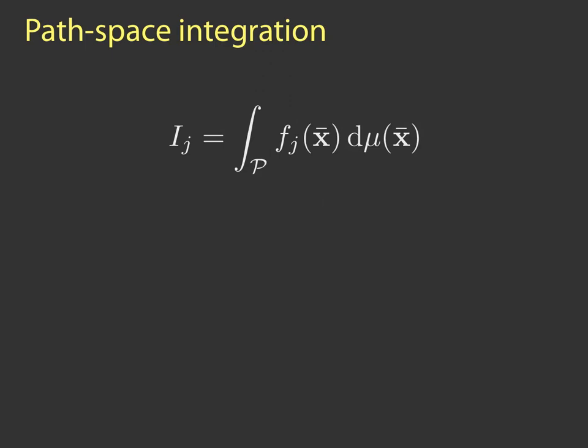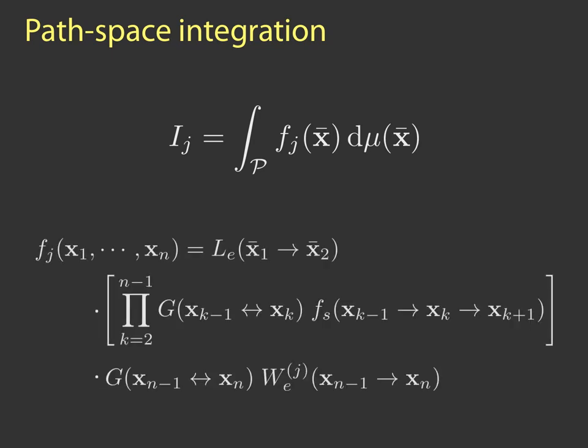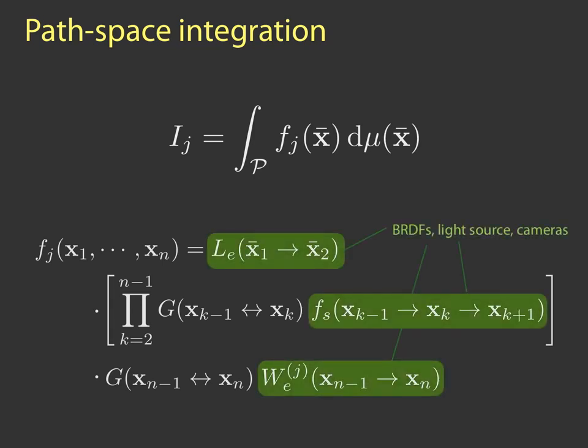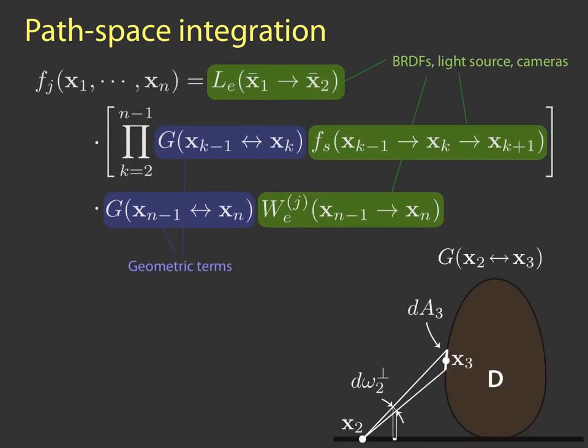Before we continue to the application part of the paper, I want to say a few words about the underlying integration problem. When computing the intensity of a pixel j using the path space framework, we compute an integral over all light paths where the integrand is this somewhat messy expression. Most of these terms are just mathematical descriptions of the light sources, the cameras, and the materials in the scene. But let me draw your attention to the remaining ones. These are the so-called geometric terms. And these capture the derivative of the projected solid angle at one vertex with respect to area at the other end.